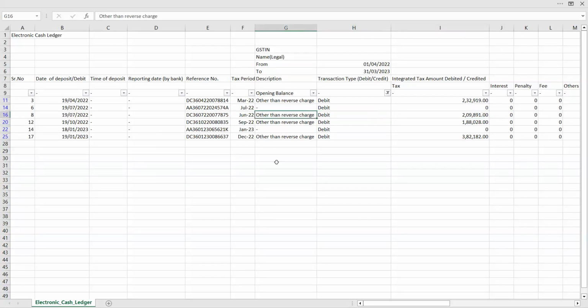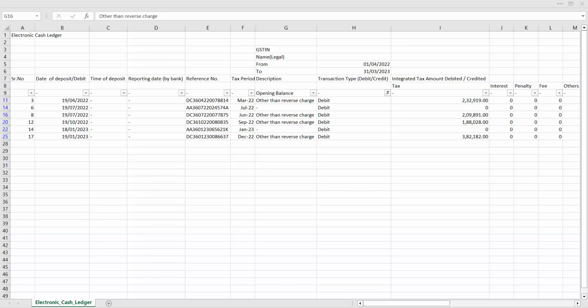Again, they are giving you the description here, whether you have utilized reverse charge or other than reverse charge. In the given example, there are no reverse charge entries. That is the reason you are finding other than reverse charge. If there is any reverse charge also, you understand?